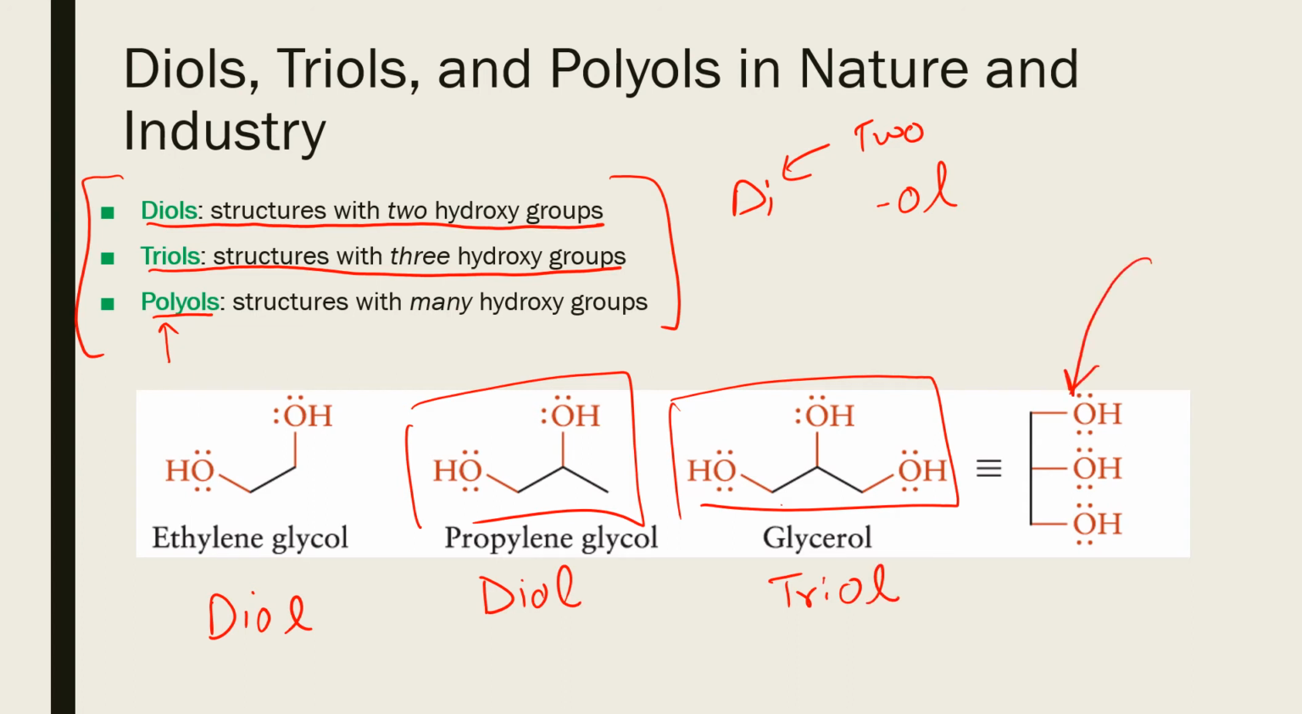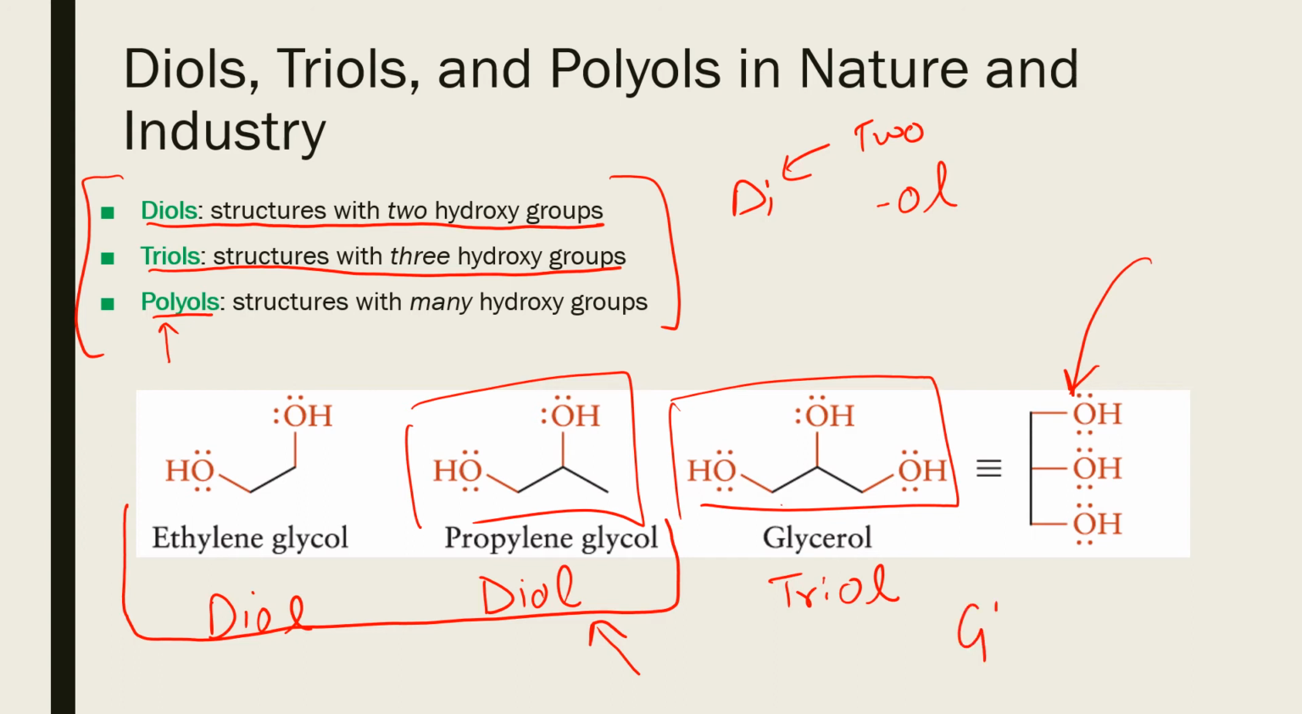Triols are also shown in this skeletal structural form, and the name for this triol is glycerol. Remember, diol, triol, and polyols are categories, and we may have multiple alcohols which fit in these categories. Ethylene glycol and propylene glycols are commonly found in antifreeze solutions. Glycerol is an important triol which is produced during the metabolism of glucose and fats.